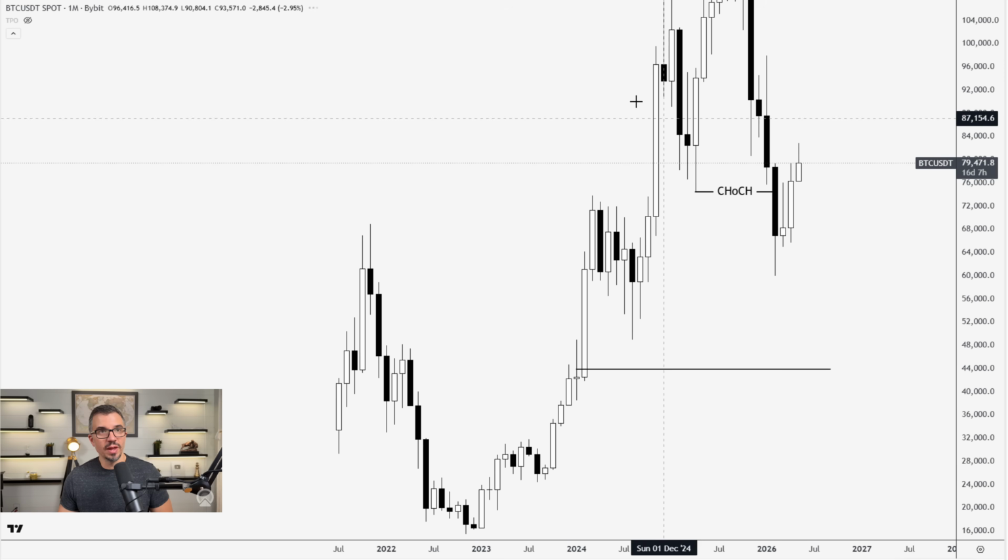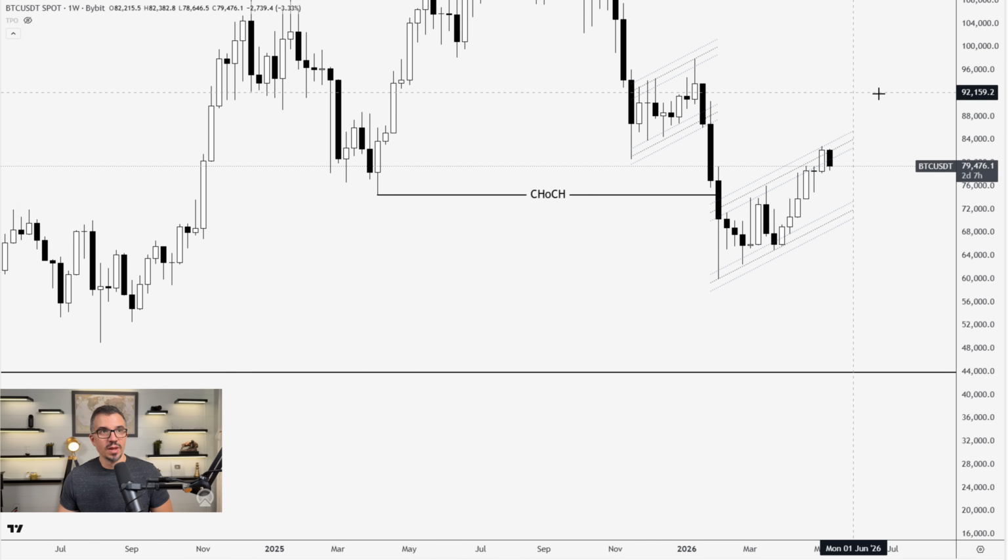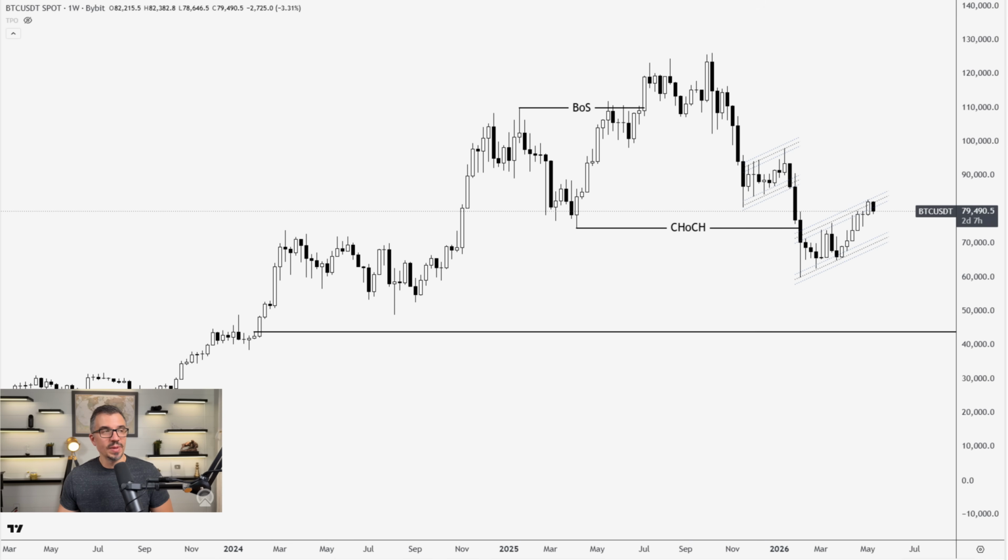I will show you though that on, let's say, the weekly time frame, one reason for that is that you can see that we have a fresh change of character. So this up here was our BOS. We had this low, we closed below the low. That means this is a fresh change of character.